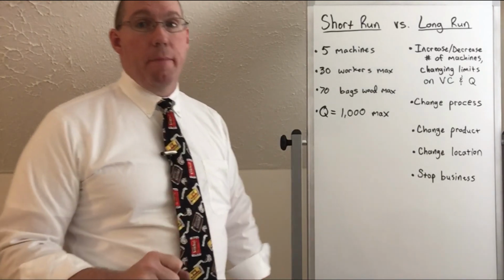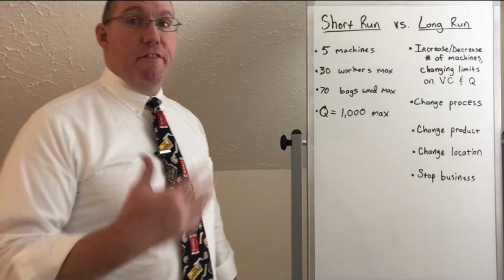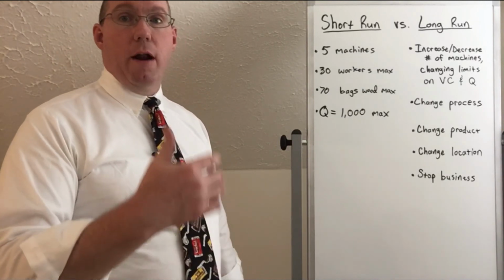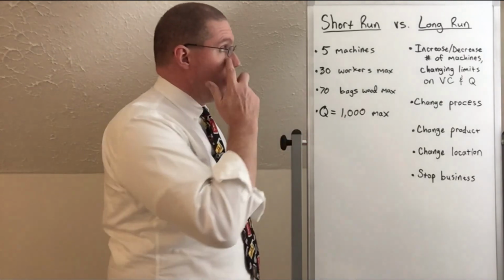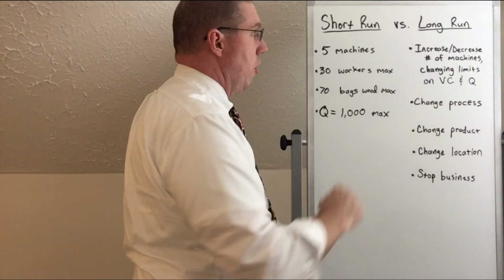Now, we're going to take our example that we had with the company that had 5 machines, and they're producing the product out of wood by employing the workers. And we're going to use that example to understand the short run versus the long run.